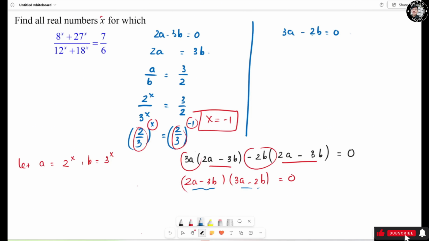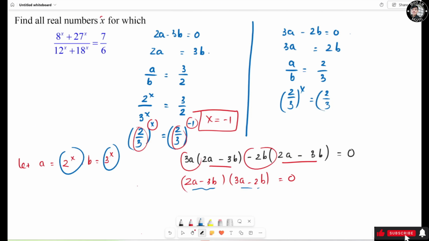Now you do exactly the same thing for this one. 3a equals 2b, so then a over b equals 2/3. But a equals this and b equals this, so (2/3)^x equals (2/3) to the power of 1. These two should be the same because they have the same base, so x equals 1. So you have two solutions, x equals negative 1 and 1.